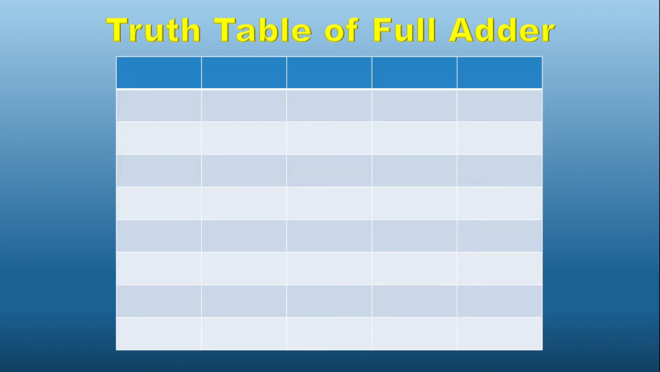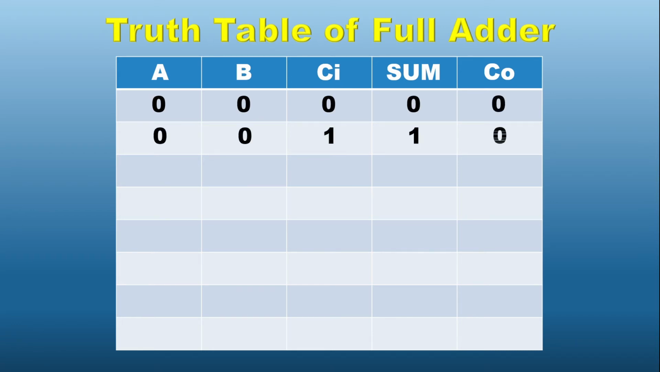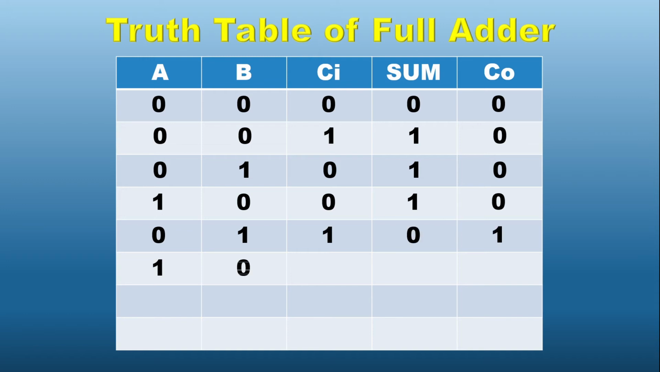Now let's see the truth table of the full adder. A full adder has 2 inputs A and B and a carry-in digit named CI, and 2 outputs, which are sum and carry, or carry out, or CO. When all the inputs are 0, we get sum and carry as output 0. When one of the 3 inputs is 1, then sum will be 1 and carry will be 0. When 2 out of 3 inputs are 1, then sum will be 0 and carry will be 1, and if all the 3 inputs are 1, then we get both sum and carry as output 1.